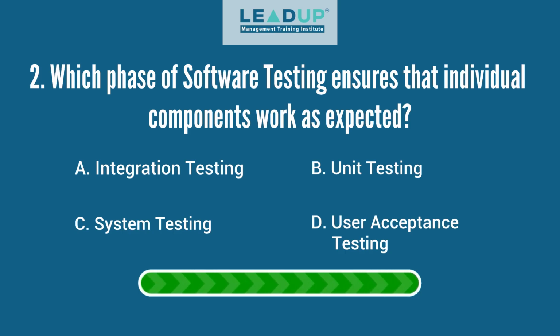Question 2. Which phase of software testing ensures that individual components work as expected? A. Integration testing. B. Unit testing. C. System testing. And D. User acceptance testing. The answer is unit testing.